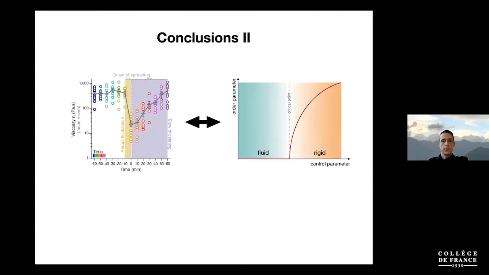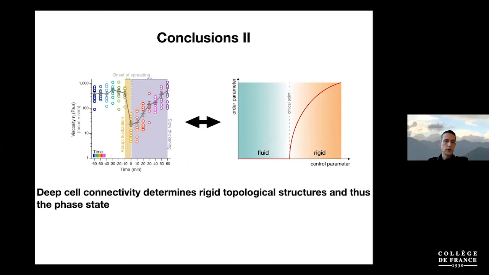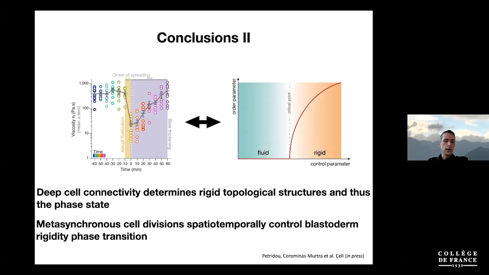Okay, so I'm pretty much at the end. I think we gathered quite a bit of evidence that the tissue indeed is undergoing a rigidity transition. This transition is being triggered by the last round of cleavages, which leads to contact loss. And the tissue then resolidifies after a while again. So this really shares features of a phase transition. So cell connectivity determines the rigid topological structures and thus the phase state. And the meta-synchronous cell division spatial temporal control plus the rigidity phase transitions.